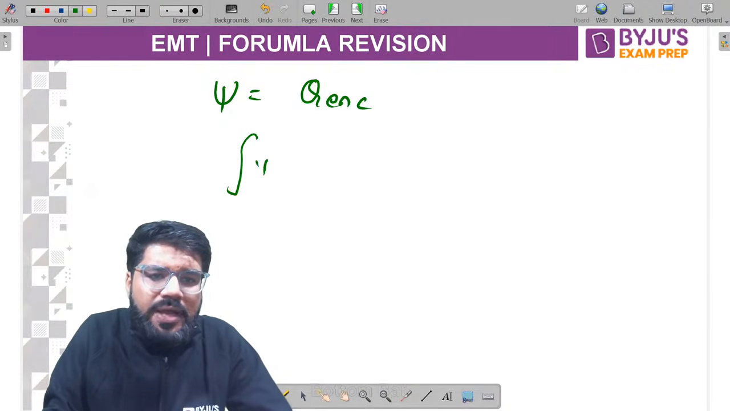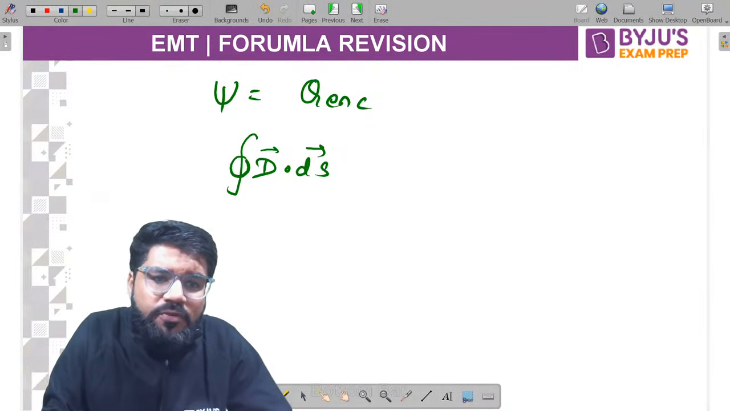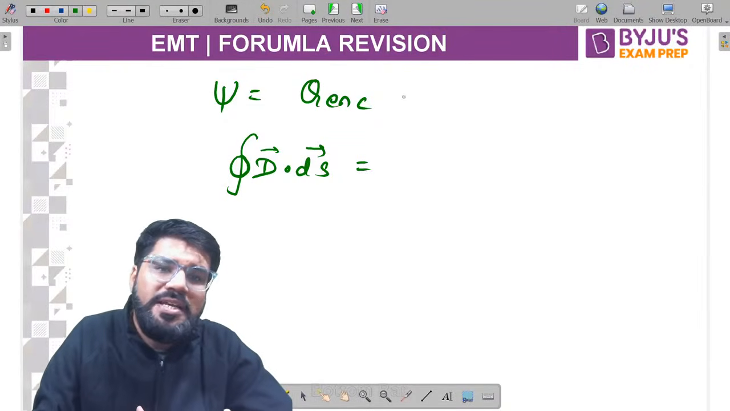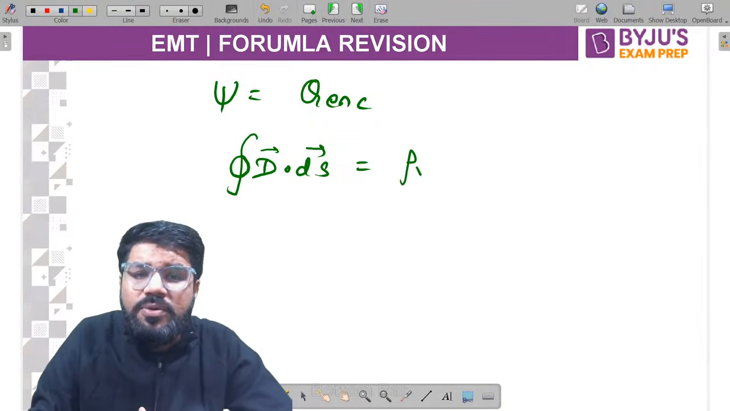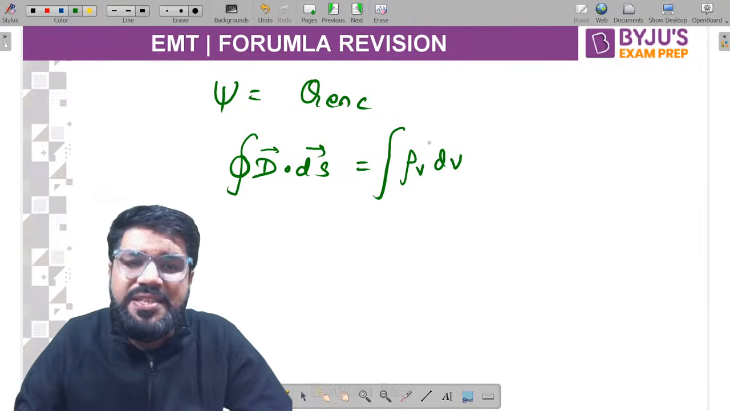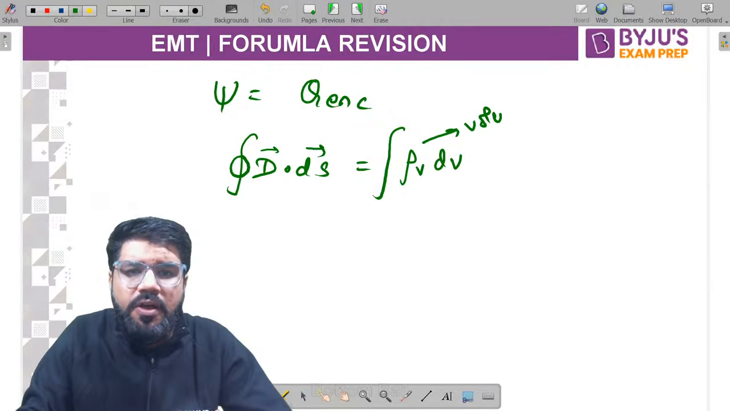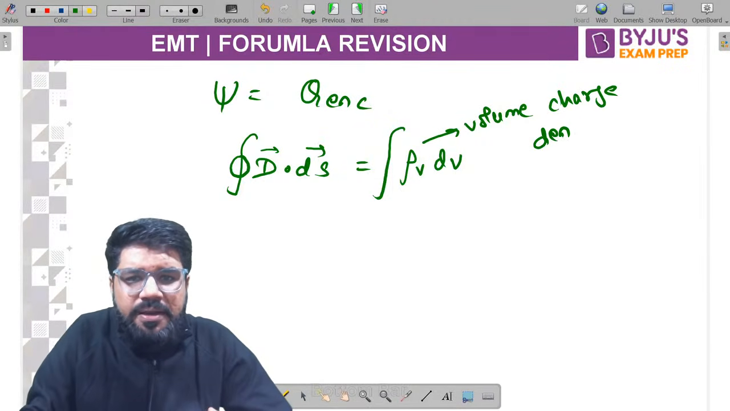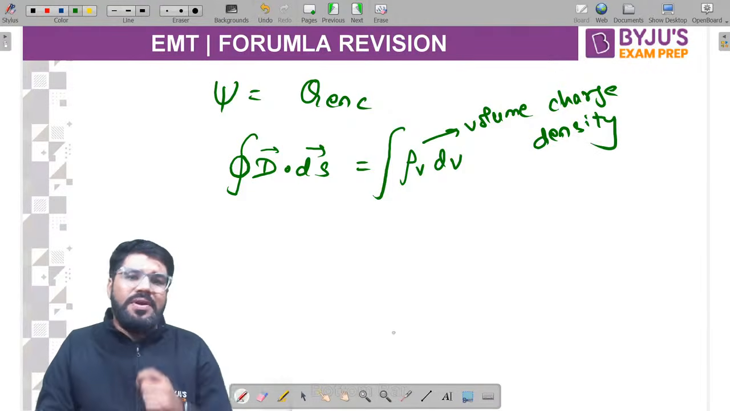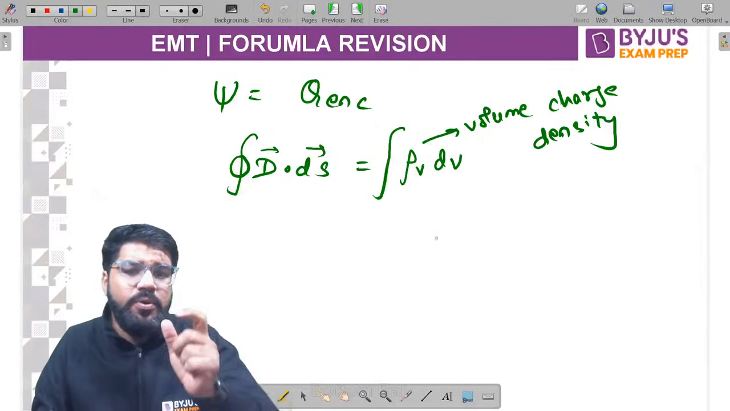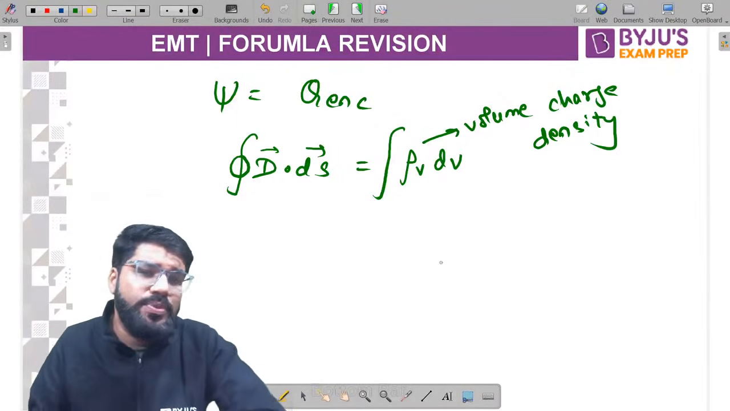So see, Xi is equal to Q enclosed. The flux, as I told you, can be calculated as integral D dot dS, but we are applying Gauss law, which is applicable only for closed surface. So integral D dot dS over a closed surface is equal to charge enclosed. What is the charge enclosed? You can calculate the charge enclosed by integral rho v dv, where rho v is known as the volume charge density of the medium. So the total charge enclosed in a medium is equal to the volume integral of the volume charge density. Charge per unit volume, if you know, you can calculate the total charge within that volume.